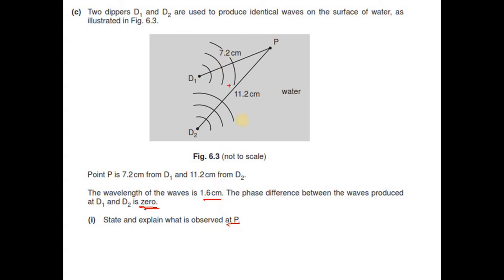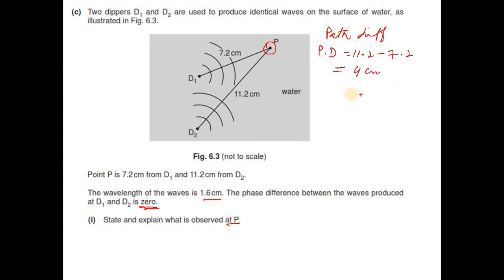Okay, we know that two waves are coming at point P from two coherent sources. That means we can expect interference at point P, and the type of interference here depends on path difference. So first we need to calculate the path difference between these two waves. Path difference, in short, I am writing P into D. Path difference is equal to 11.2 minus 7.2, so it is 4 centimeter. Now you compare this path difference with the wavelength.